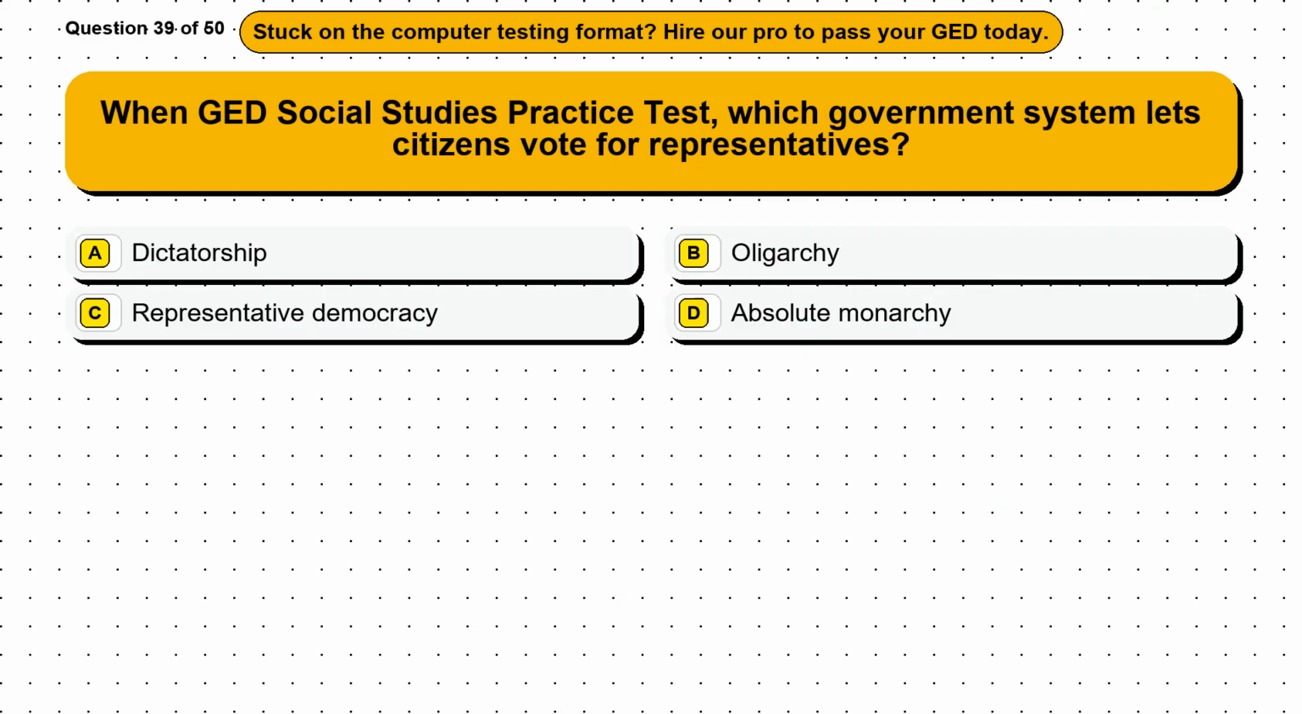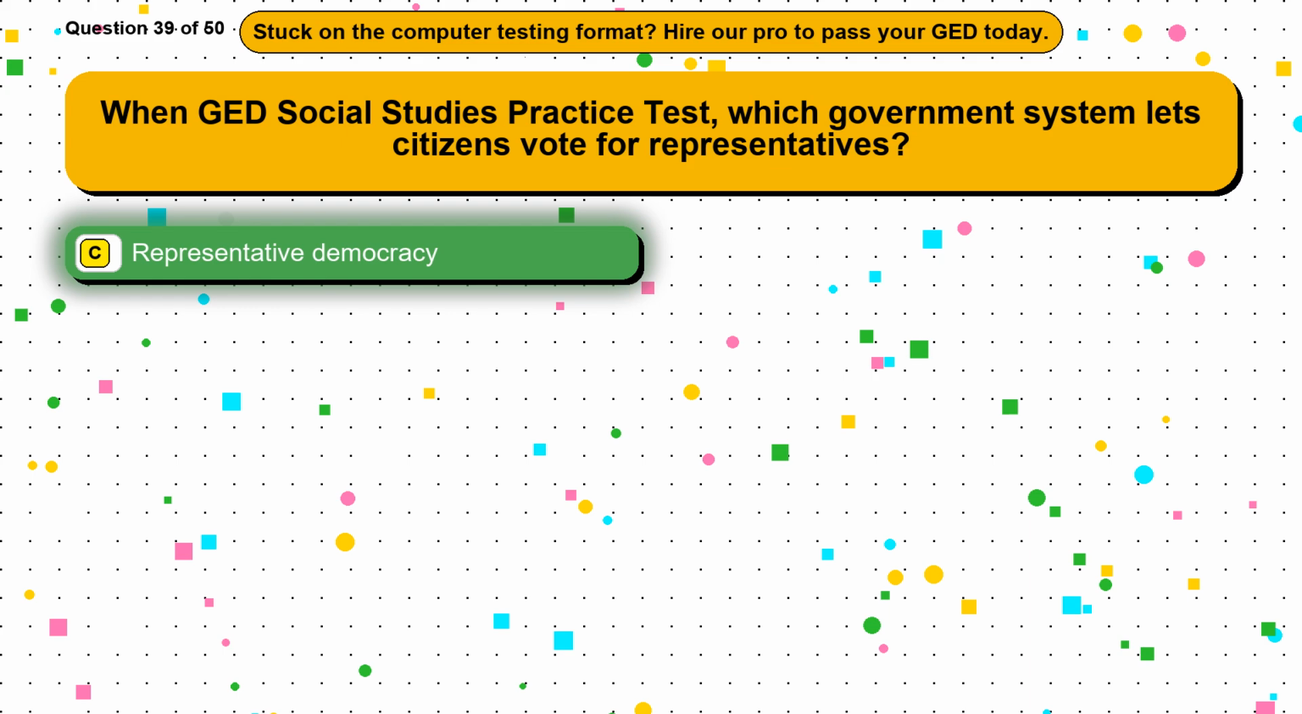Question 39. When GED Social Studies practice test, which government system lets citizens vote for representatives? Option A, dictatorship. Option B, oligarchy. Option C, representative democracy. Option D, absolute monarchy. The correct answer is option C.